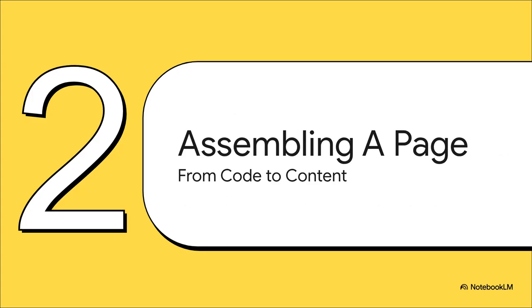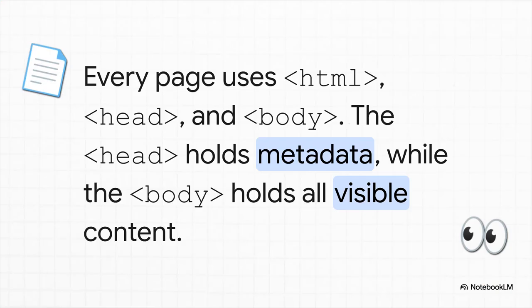So we have our building blocks. Now let's see how they all snap together to actually build a web page from the ground up. Going from just lines of code to stuff you can actually see and read. Every single HTML document, every one, has this fundamental structure. The main HTML tag wraps everything. Then you have the head, which is kind of like the backstage area. It holds all the important info for the browser that you don't see. And then there's the body. That's the main stage, where all the visible content lives.